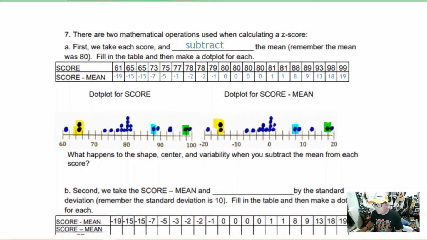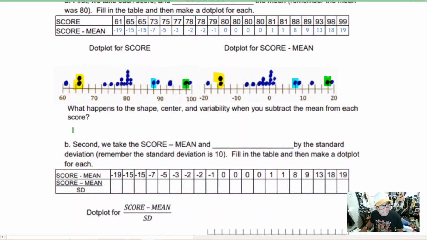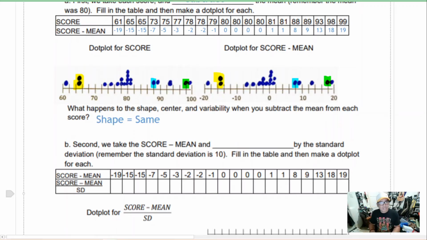Now, the next thing we're going to do here is talk about what happened to the shape. Well, it literally stayed the same. We basically took the dot plot and we just shoved it over to the left. That's all you do when you subtract or you add. You take the dot plot and you move it over to the left or the right. So that doesn't change the shape. The center, we just moved that from 80 down to 0. Since the shape stays the same, the variability is also going to be the same.